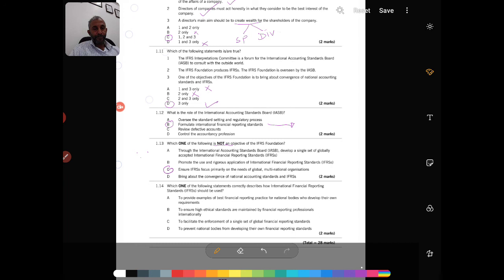Let's go through this again. The correct answer will be here. We need to find out which one of the following statements correctly describes how international financial reporting standards should be used. Obviously, to provide examples of best financial reporting practice for national bodies who develop their own requirements. The answer is A.